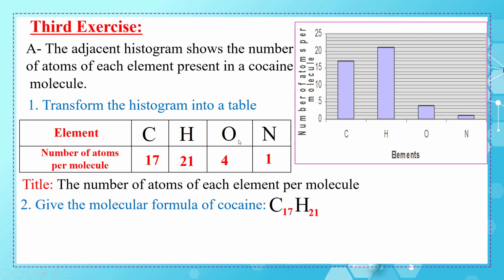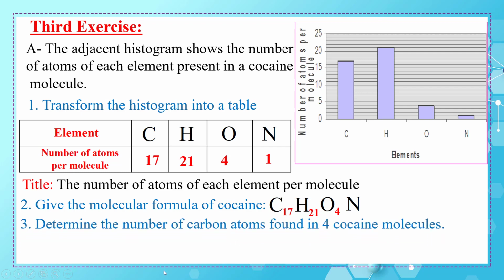O, 4. And finally we have nitrogen. The subscript of nitrogen is 1. Remember, guys, do we put subscript 1 or is there no need to put the subscript when we have one atom? So we cancel the 1. So here is the molecular formula of cocaine.